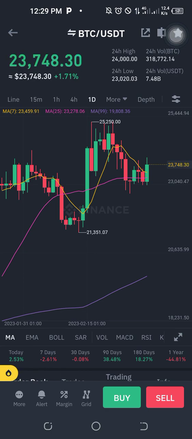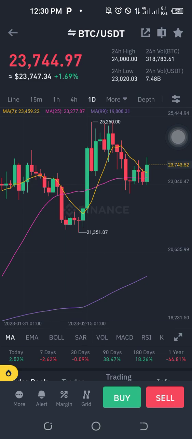Currently now Bitcoin is at $23,747. This is the amount of Bitcoin at the moment. This is the current price at the moment. So what do I do at this junction now? Should I buy? Am I going to be buying high, or what? Is the price already high?